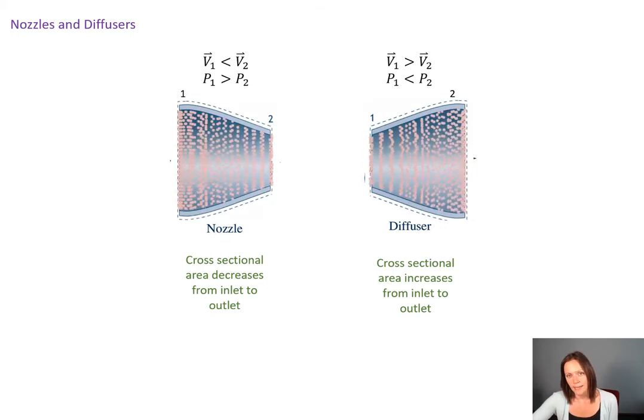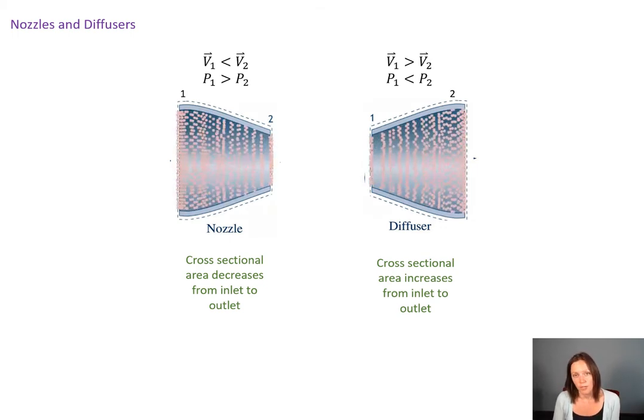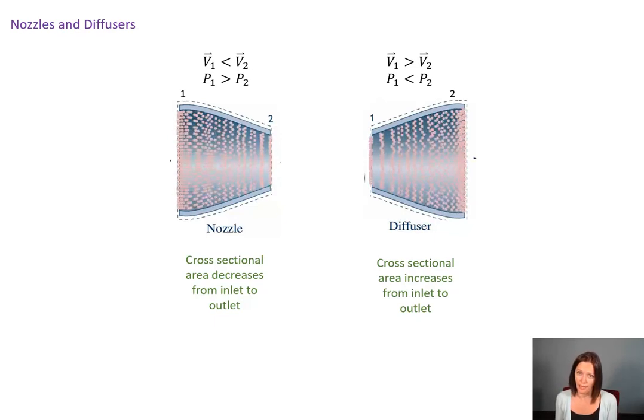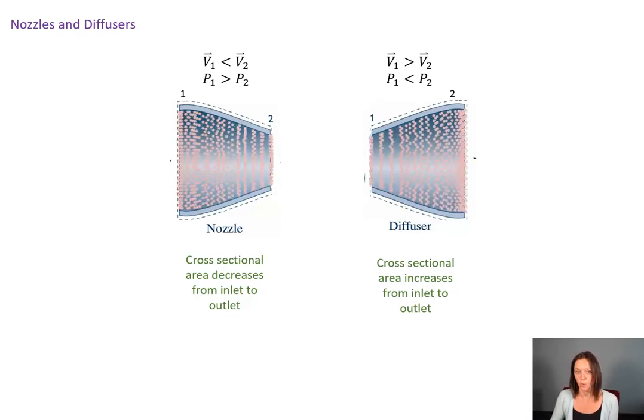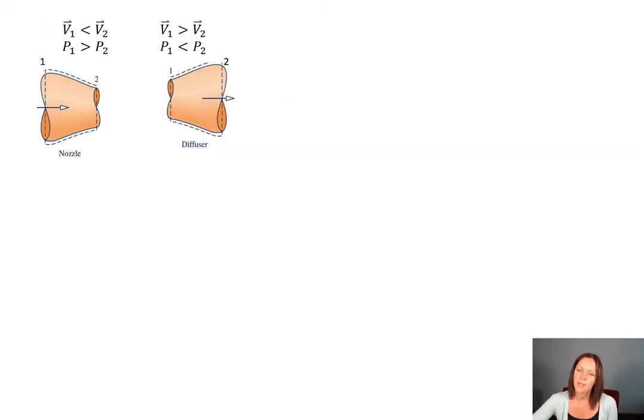It has a different effect on the pressure. So for a nozzle, the pressure decreases from the inlet to the outlet. So the pressure at the outlet is lower. Opposite for a diffuser, it increases as it passes through. And sometimes this pressure part is sort of a sticking point for students. So we're going to come back around and show why that relationship exists at the very end. But let's look at how we analyze these devices.